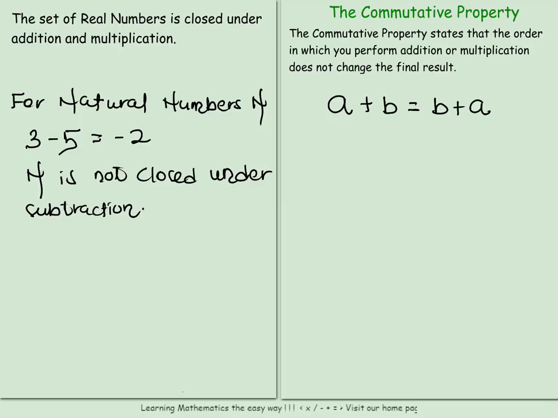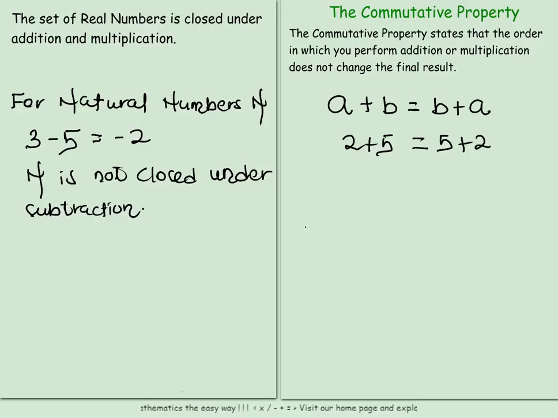See, so for instance, if you take a number such as 2 plus 5, we get a 7. And it's the same answer we get if we choose to write 5 plus 2. So as you can see, the order has not changed the result.